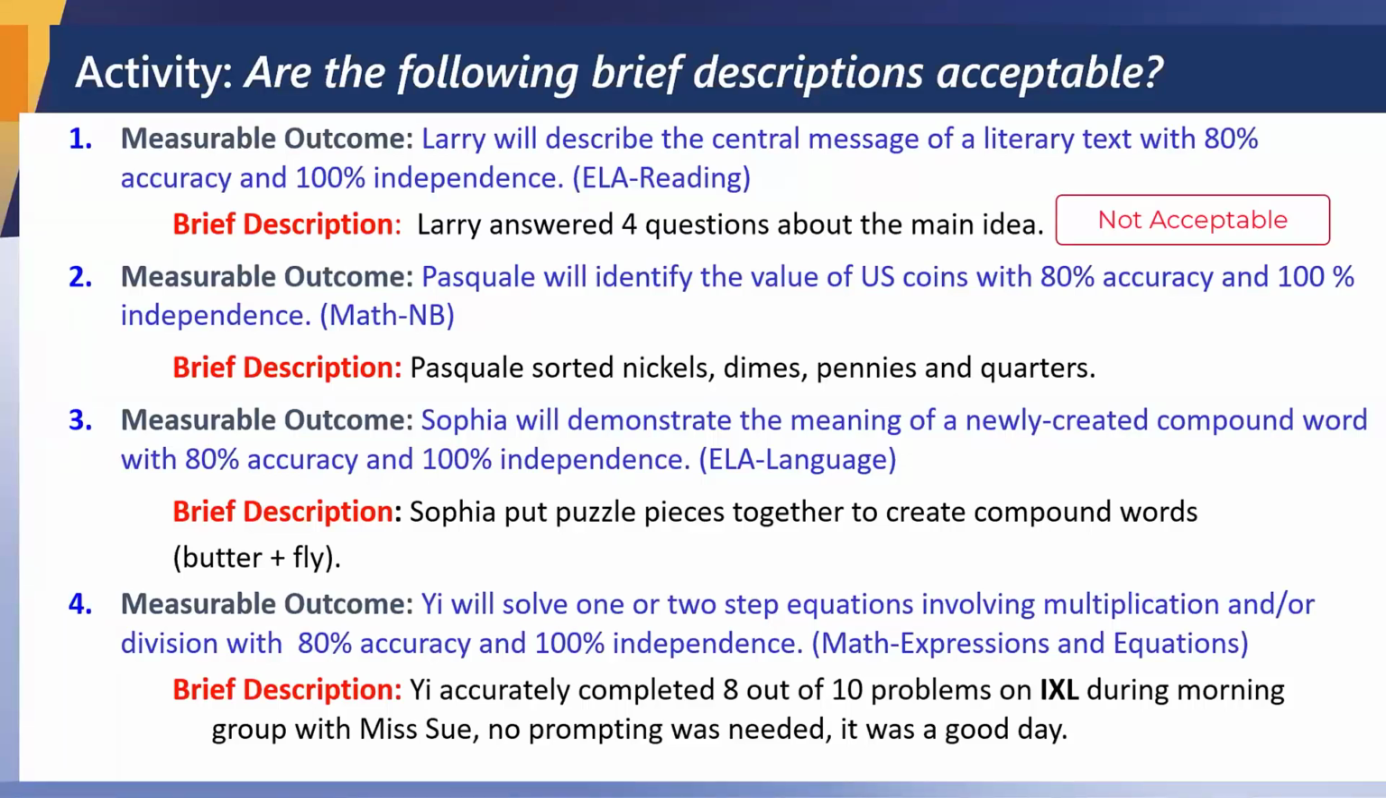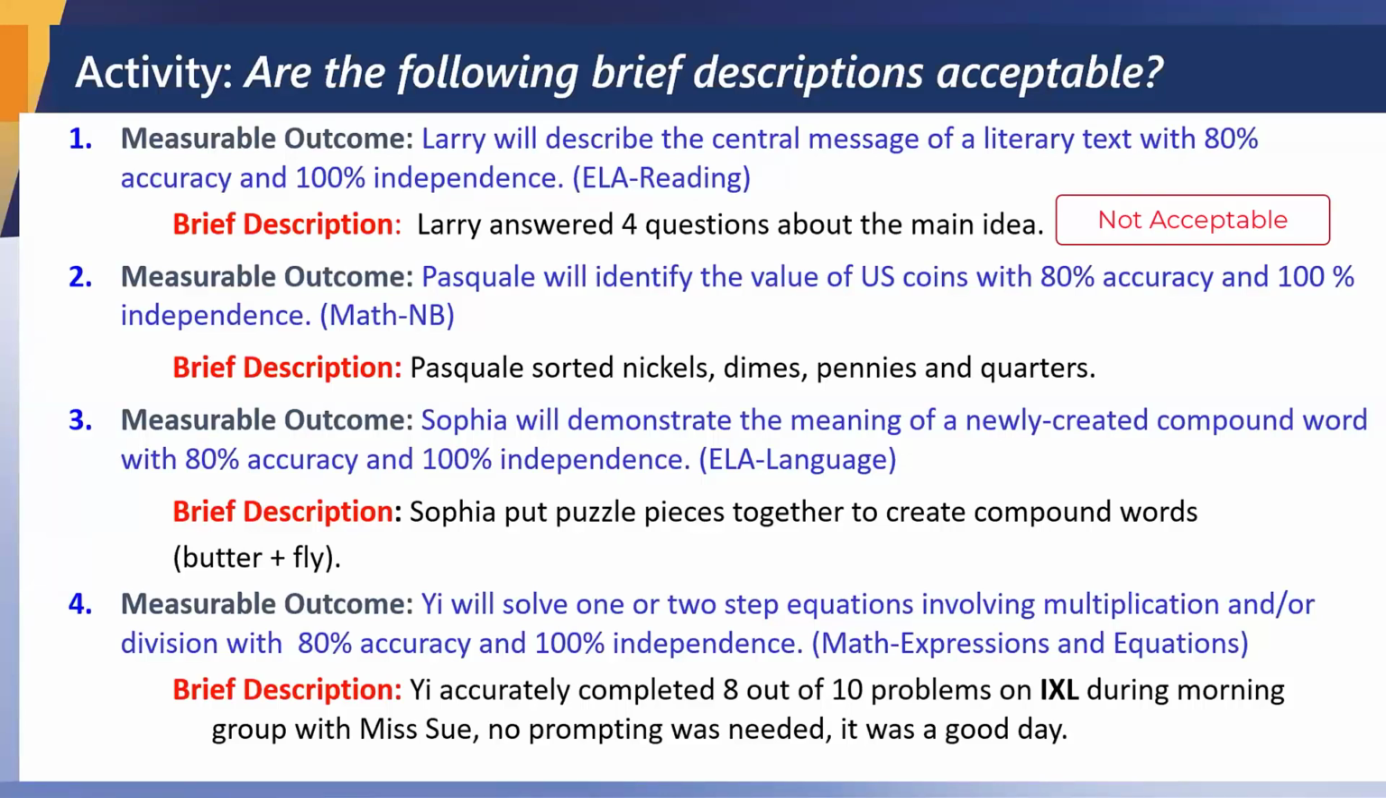So the brief description said that Larry answered 4 questions about the main idea. But what did we choose for our skill? He was supposed to describe the central message of a literary text. Do you see a title in there anywhere? No. All right, nice job. So let's move on to number 2.